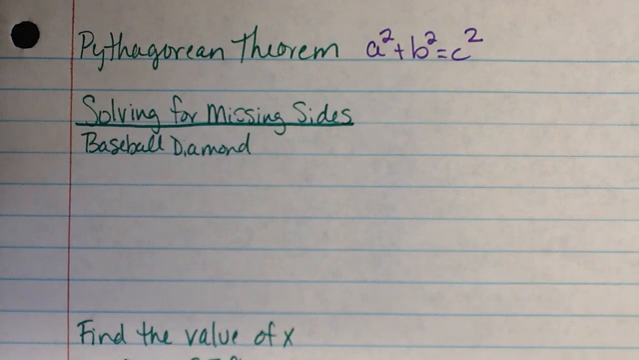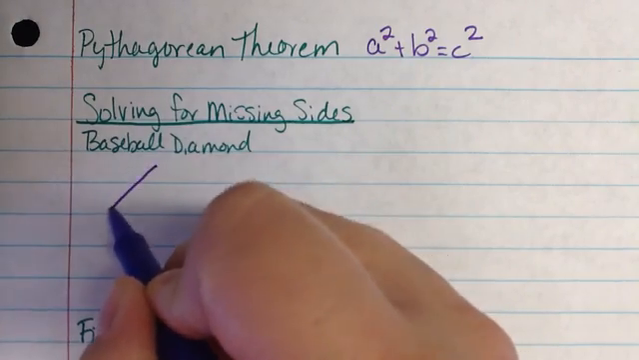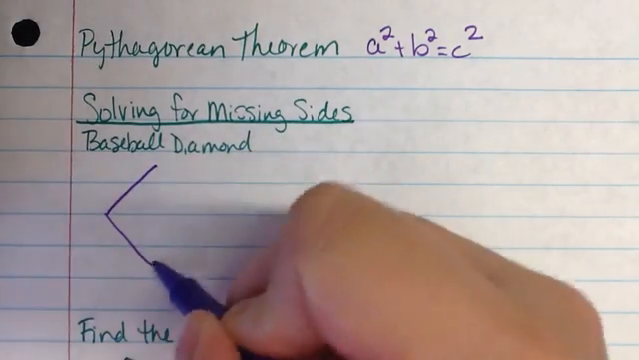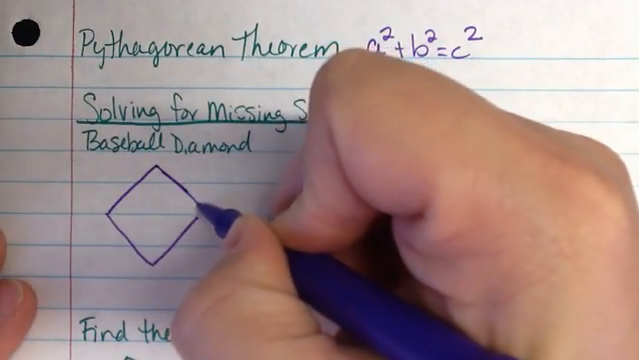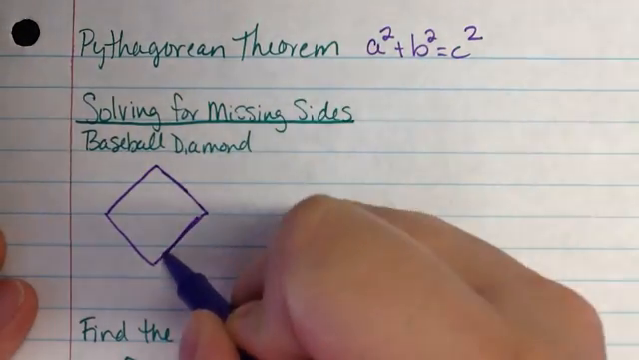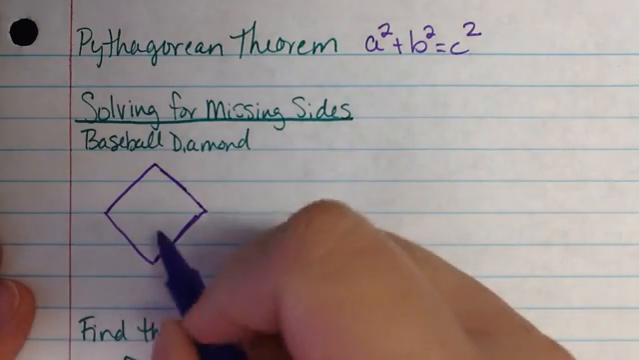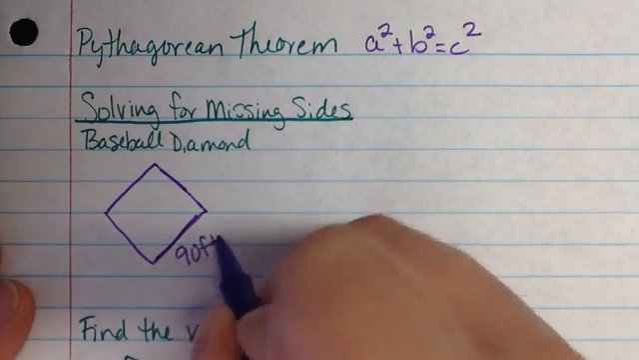It says a baseball diamond is a square with sides measuring 90 feet. What is the straight line distance across the diamond from first base to third base? So the first thing I would suggest doing is drawing a picture. So you draw a picture of a baseball diamond. Hopefully you can draw a little bit better than me. Okay, we label each side 90 feet.